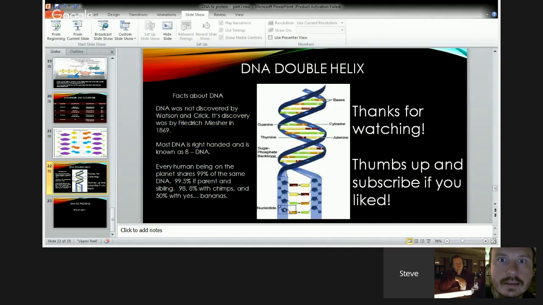Each one of these is a nucleotide. These nucleotides are put together by phosphodiester bonds. So the sugar phosphate backbone is just built up by phosphodiester bonds.